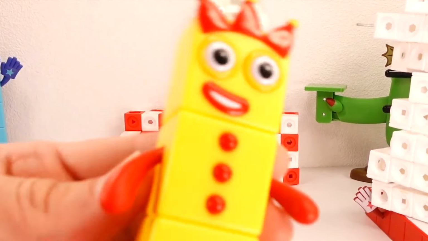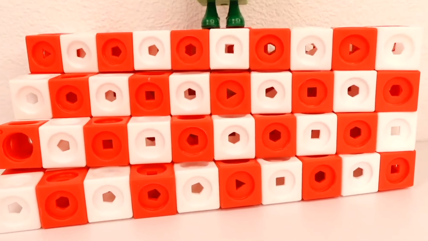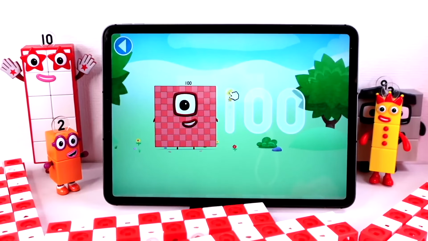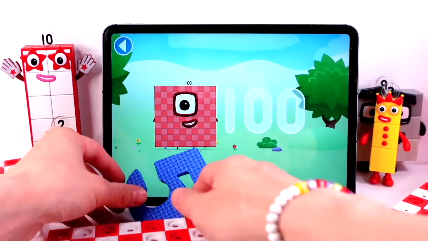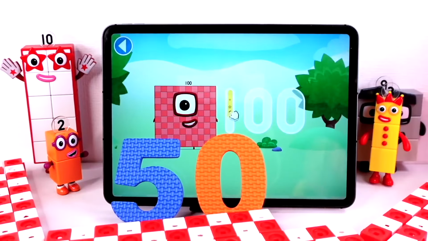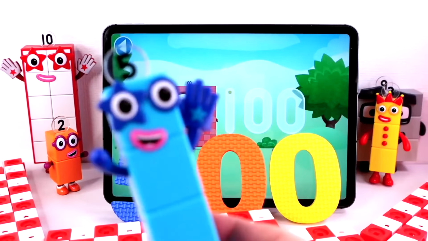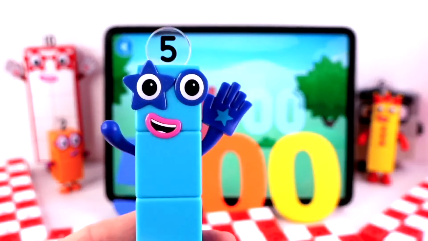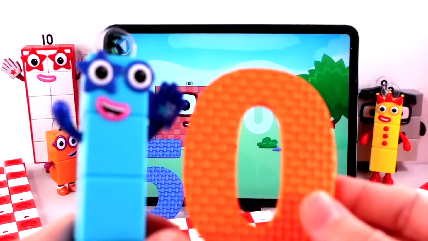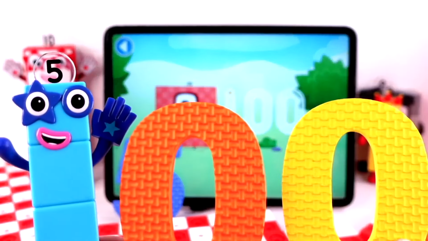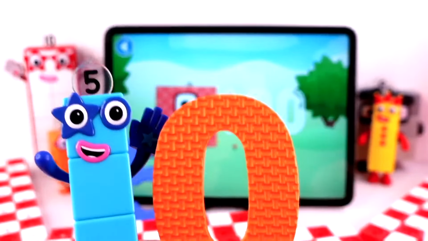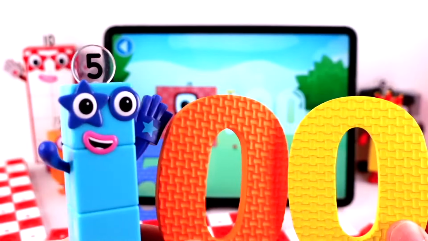Now we build big number. We build 400 number blocks. 500 number block. Like this. Big number block 500. Wow! I like it. 500 number blocks. I am 5 and 50 and 500. 5, 50, 500. Woohoo!